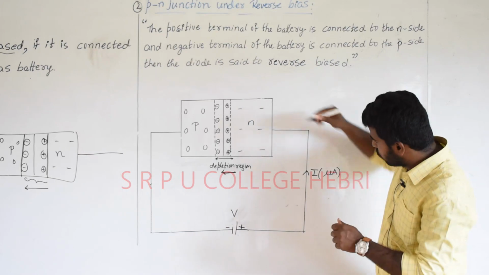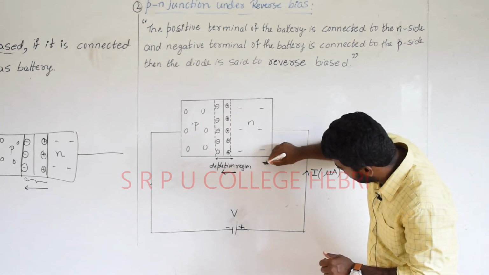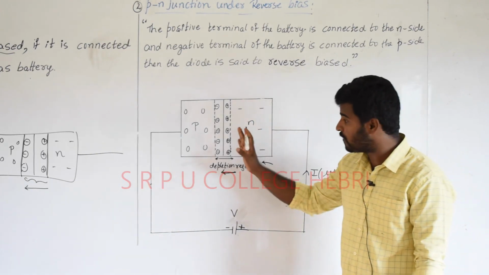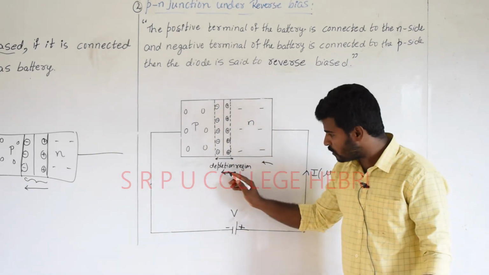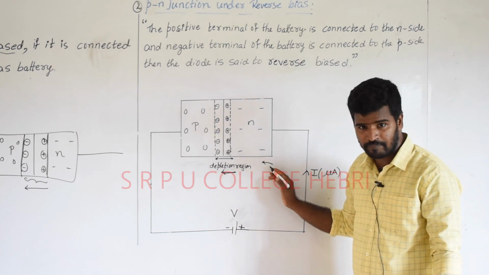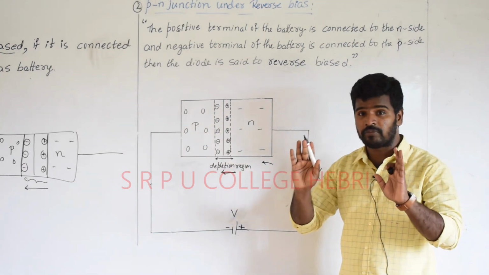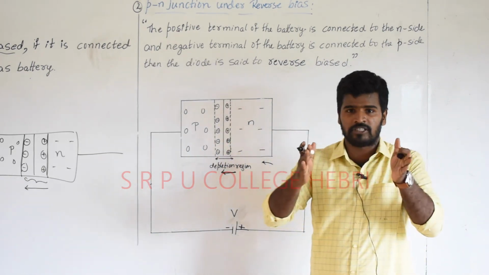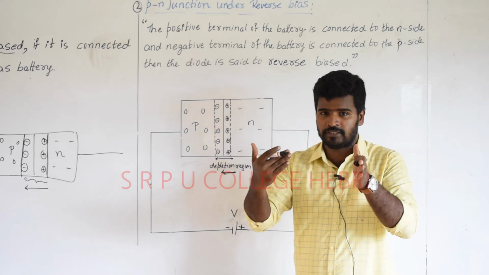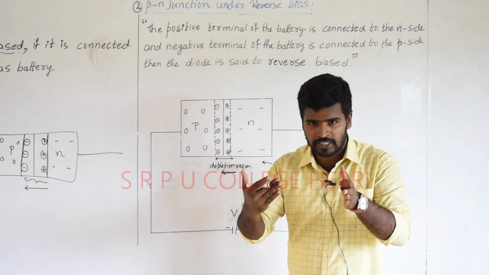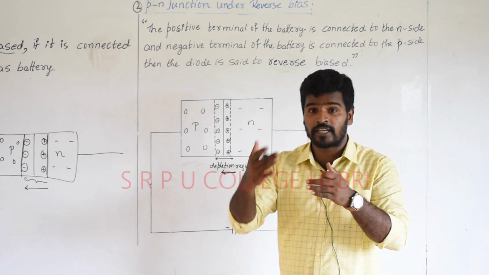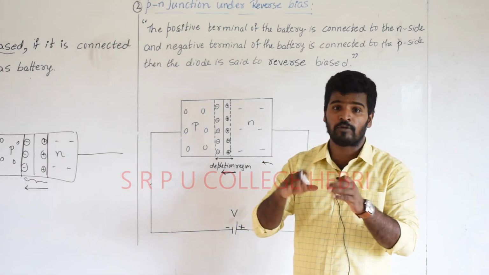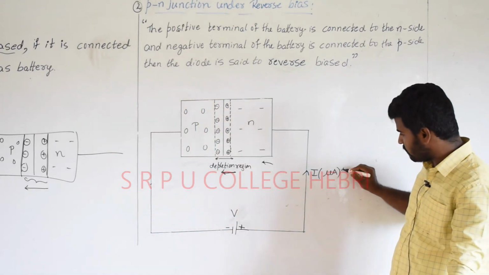But the direction of the field we apply is like this. That direction is the same as the direction of the electric field produced by the depleted region. Therefore, this direction as well as this direction will be the same. That is the reason why the width of the depletion region starts to increase. That is the reason why the resistance of the junction increases. That is the reason why the current produced by the PN junction under the reverse bias will be very small.